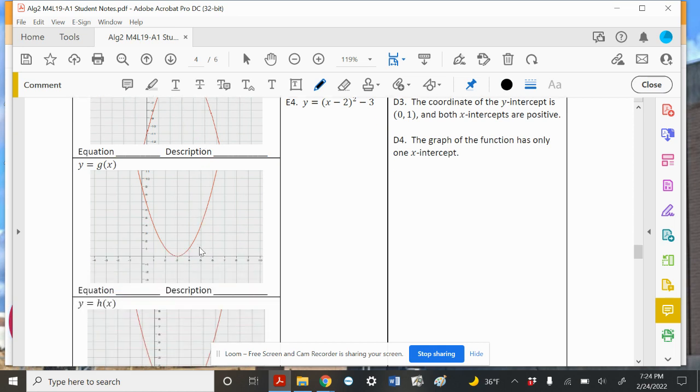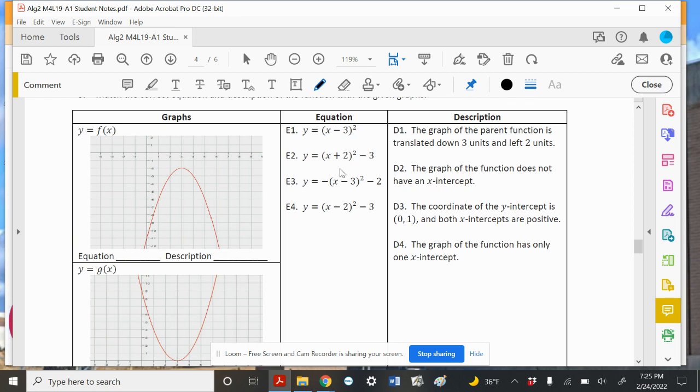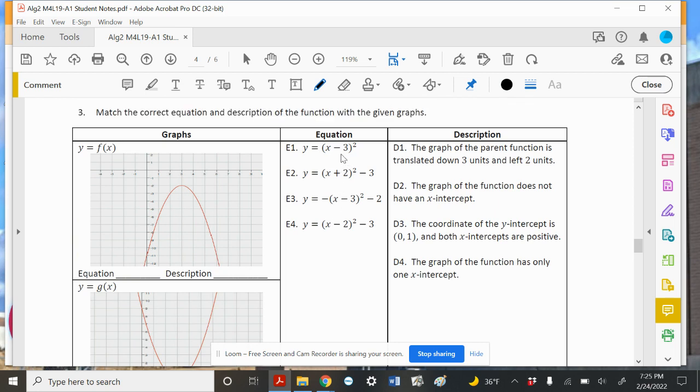Let's take a look at g of x. Notice that the center point, the vertex, moved to the right 3, and that's all it did. So all the other points moved to the right 3. If they move to the right 3, that means it had to be a -3 inside. So E1 would be g of x. This here is E1, or equation 1.